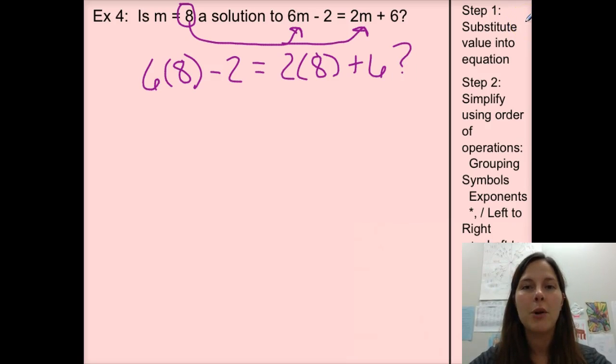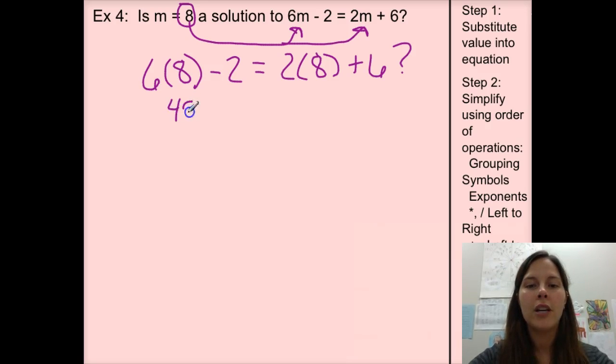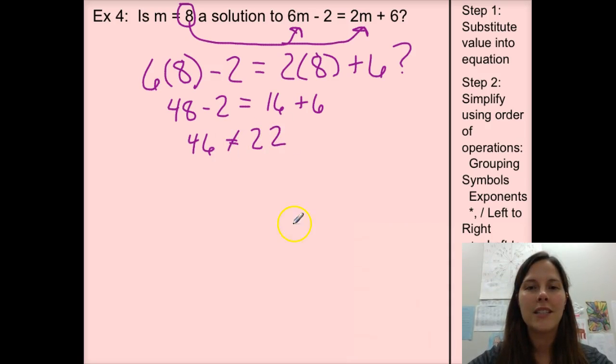Because we have work on both sides of the equation, we can simplify them at the same time. On the left-hand side, I'm going to multiply before I subtract, and 6 times 8 is 48. On the right-hand side, I'm going to multiply before I add, and 2 times 8 is 16. On the left-hand side, subtracting, 48 minus 2 is 46. And on the right-hand side, adding, 16 plus 6 is 22. And of course, 46 does not equal 22. So no, m equals 8 is not a solution of our equation.